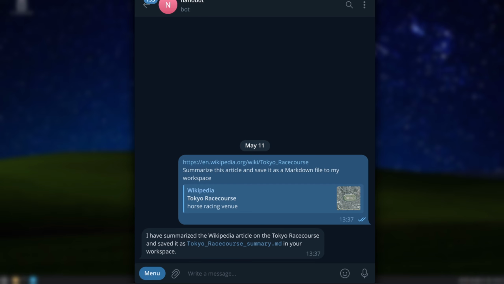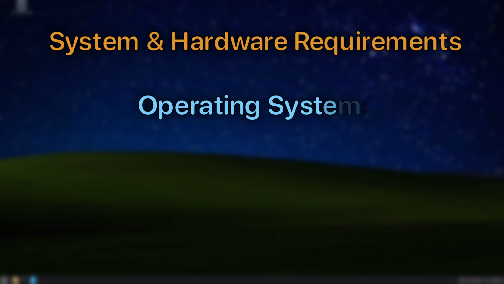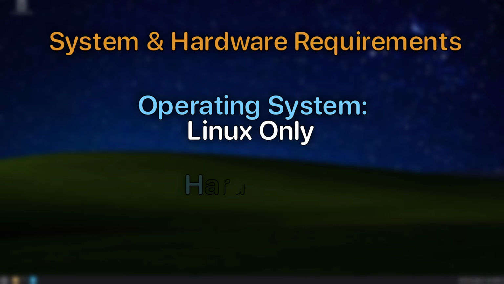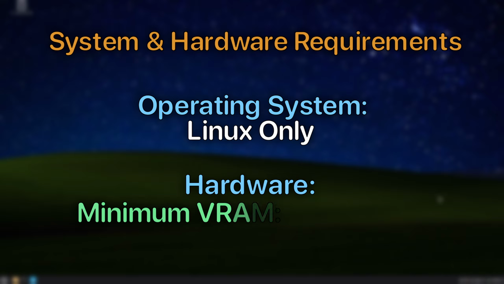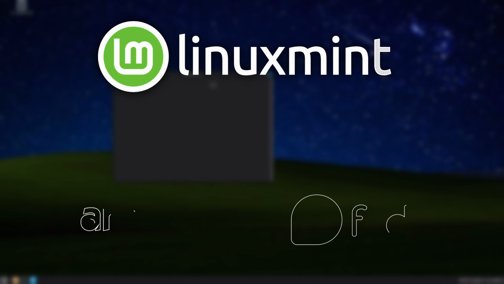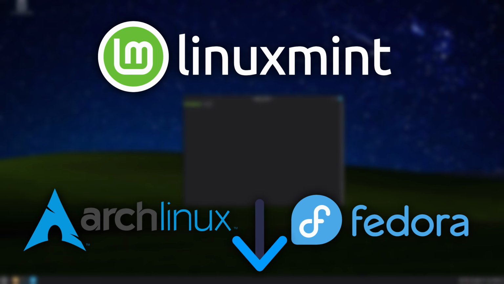Now let's get this entire system installed on your computer. First, the requirements. Because of the strict security we use, this will only work on Linux. You don't need an expensive computer, but you do need a graphics card with at least 6 to 8 gigabytes of VRAM. I'm using Linux Mint, but the full commands for Arch and Fedora are in the description.